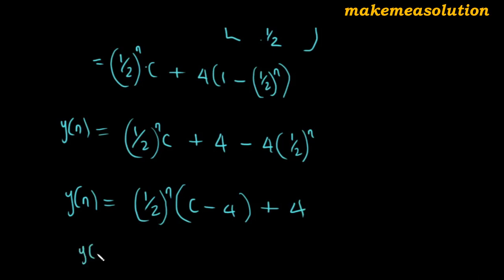So your y of n, you can leave it if you want to be stylish, 2 raised to the power of minus n, you now have c minus 4 and plus 4. You can actually leave it this way. So this can be your acceptable solution. Okay, so this is for the second one. So let's quickly run to the final question and see how it is solved.